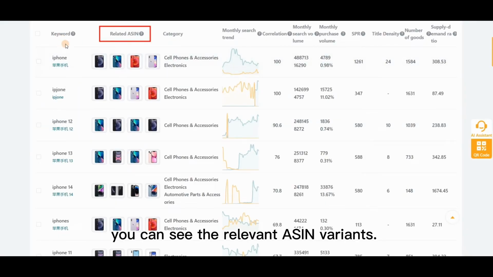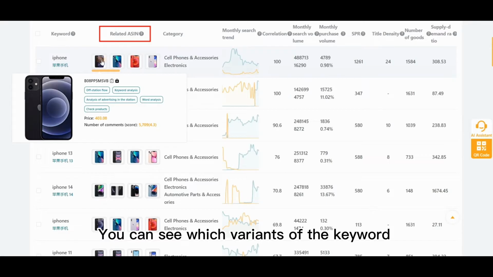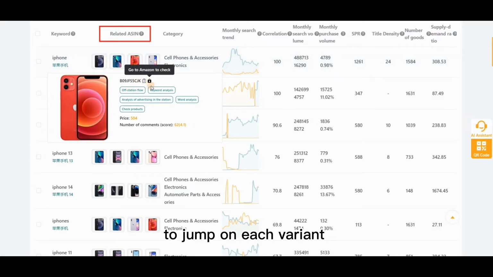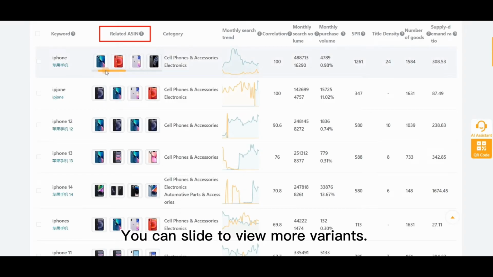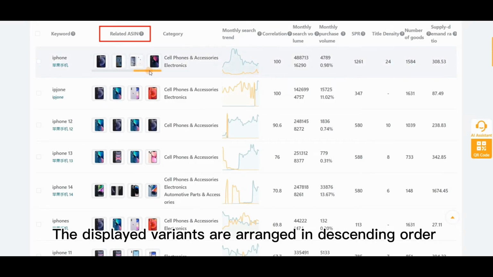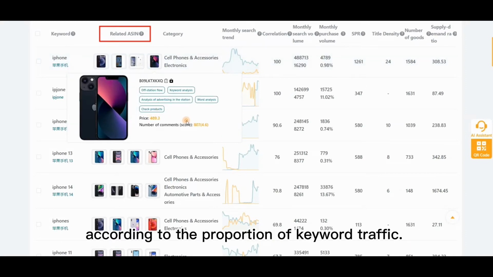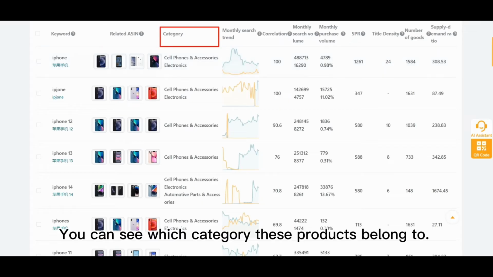Besides the keyword, you can see the relevant ASIN variants. You can see which variants of the keyword come from the query ASIN. You can click on these quick buttons to jump to each variant's detailed analysis. You can slide to view more variants. The displayed variants are arranged in descending order from left to right according to the proportion of keyword traffic. You can see which category these products belong to.